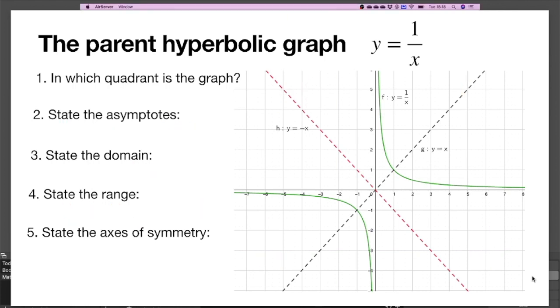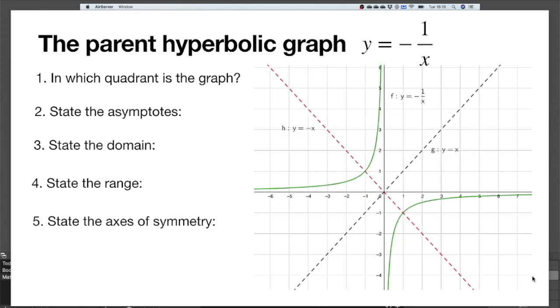For the axis of symmetry, we have two axes of symmetry for the graph y is equal to 1 over x. I drew them earlier on. One of the graphs is the line y is equal to x. The other axis of symmetry is the line y is equal to negative x.